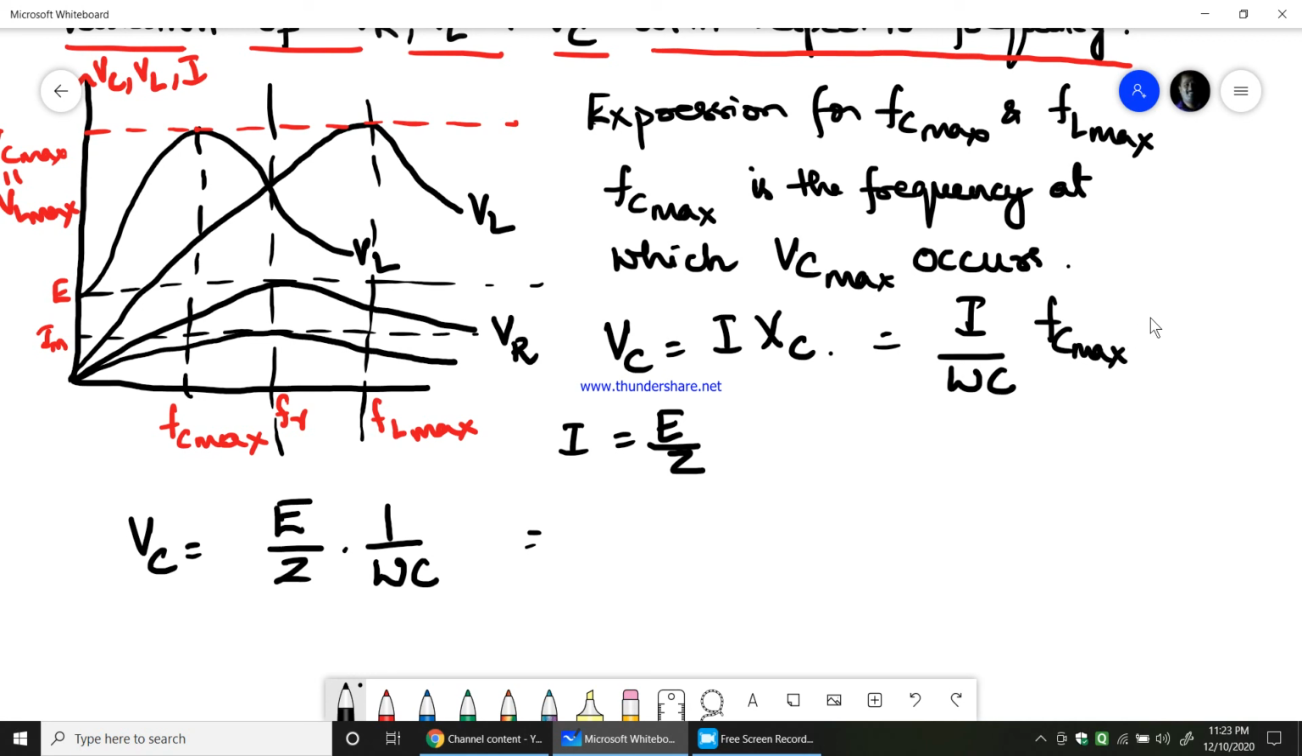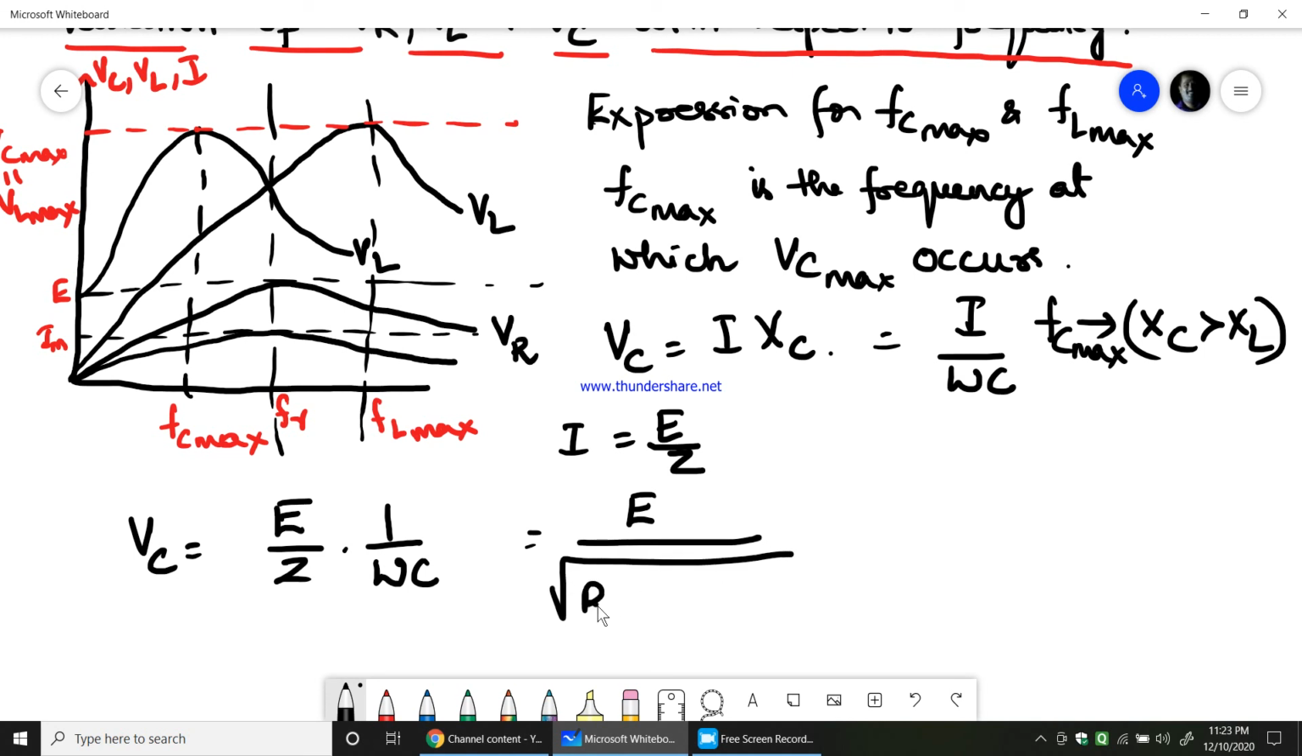Vc max will be appearing when XC is greater than XL. When XC is greater than XL, we will see Vc max. It means the Vc max occurs earlier than FR. Therefore, we will say E by Z, where Z will be equal to the square root of R square plus (XC minus XL) the whole square. The reason is XC will be greater than XL because Vc max appears before FR. This is multiplied by 1 over omega c.